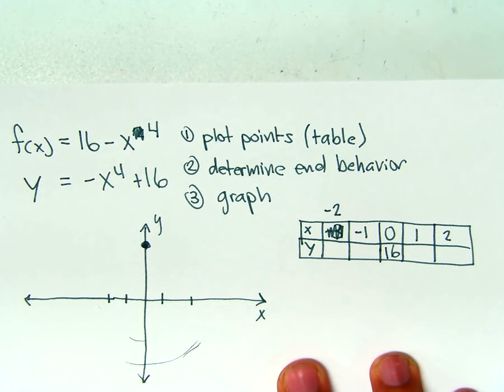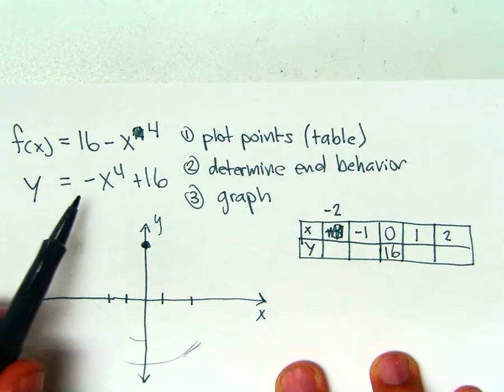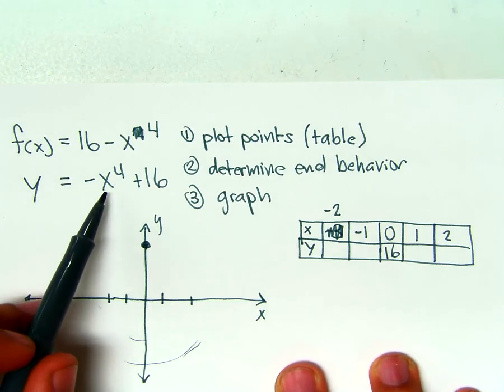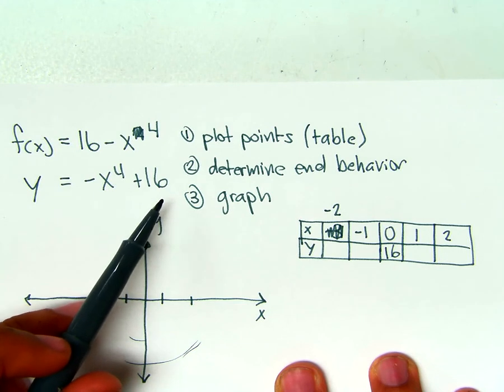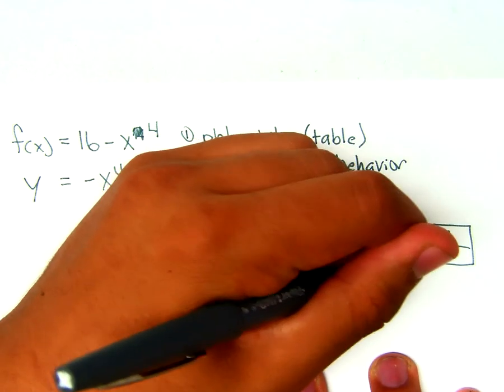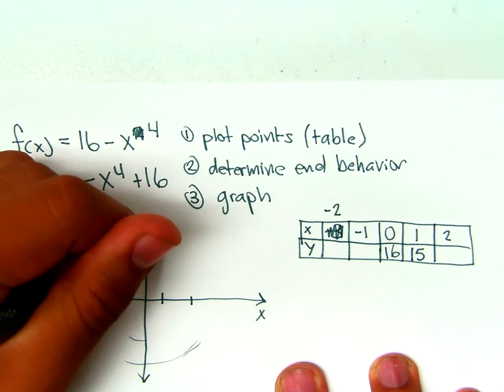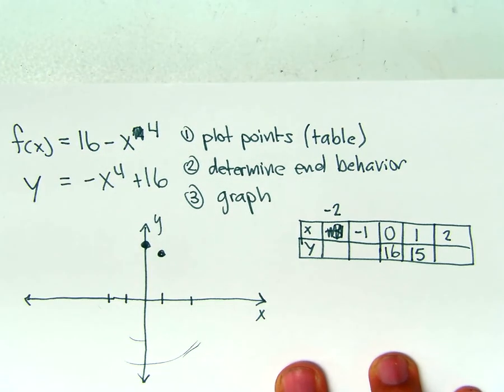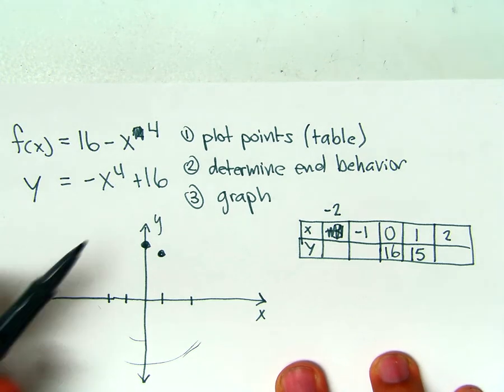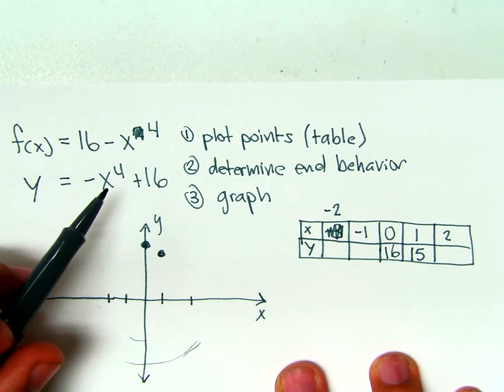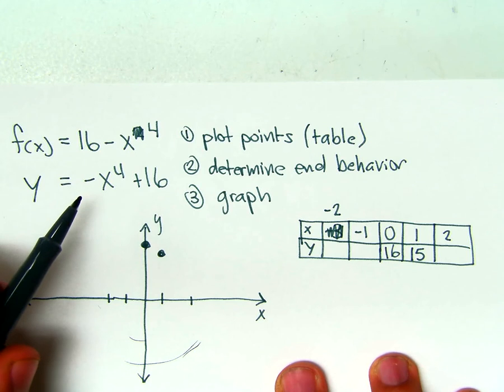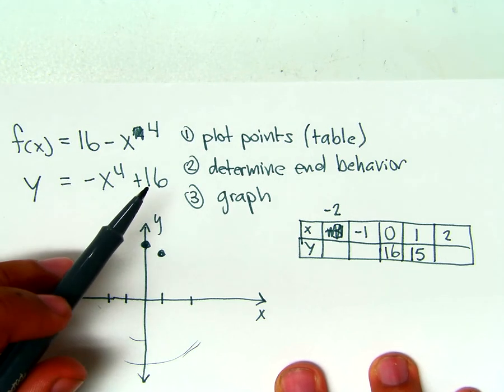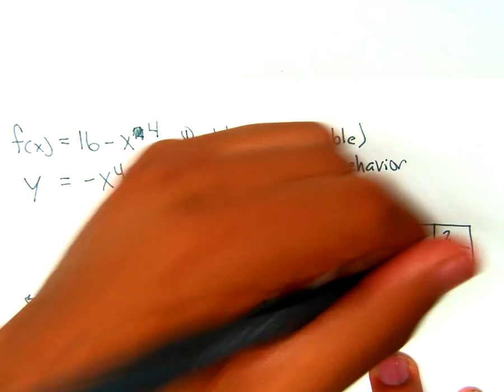Okay? Now I want to plug in 1. What's 1 times 1 times 1 times 1? Okay? We still have the negative sign in front. So negative 1 plus 16, 15. Okay? So now I can plot 15 where 1 is. Alright? So now, what's 2 times 2 times 2 times 2? 2 times 2 is 4. Times 2 is 8. Times 2 is 16. So negative 16 plus 16 is 0.